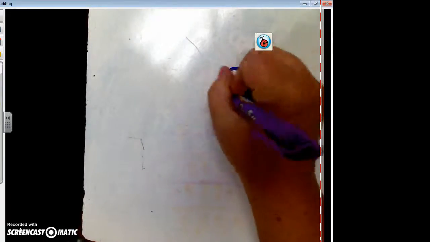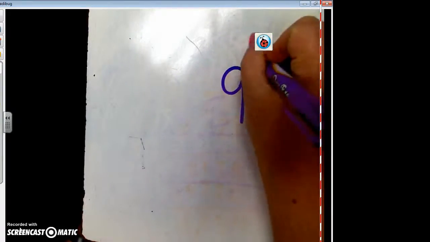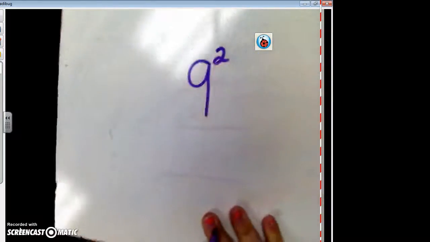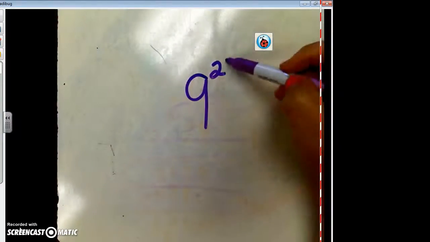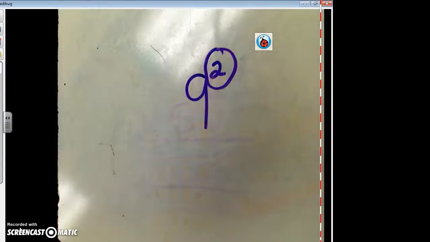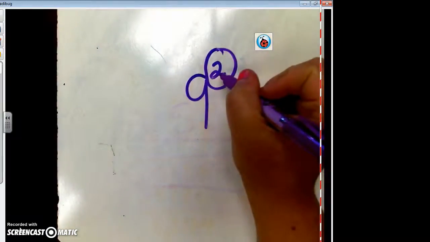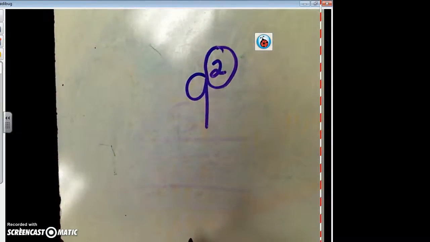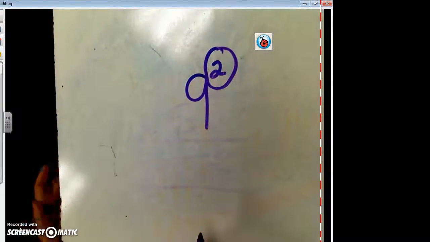What do you think an exponent looks like? Have you ever seen a number that looks like this? Okay, this little floaty thing up here, exponent. Okay, but this number is pretty significant because it tells us that we have to do something special. This exponent here tells me how many times I have to multiply something.